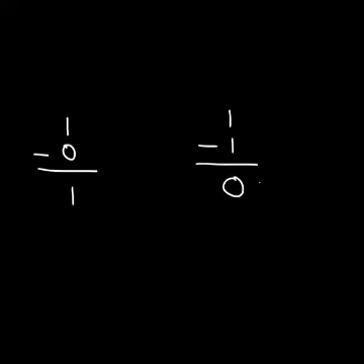In this lesson, we're going to focus on subtracting binary numbers. So let's start with the basics. What is 1 minus 0? 1 minus 0 is simply 1. Now what about 1 minus 1? 1 minus 1, they cancel, and that's 0.